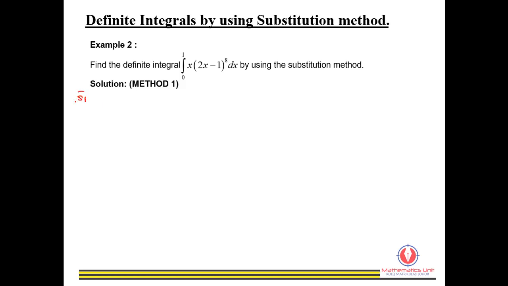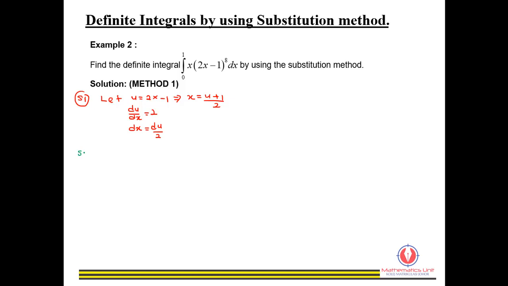First step, we have to let u equal to 2x minus 1. Next, we differentiate it with respect to x. We get the answer 2. Next, find the dx. dx is equal to du over 2. From the first expression here, we can find x in terms of u. We will get u plus 1 over 2.